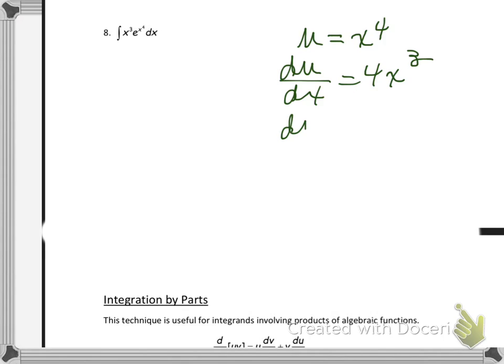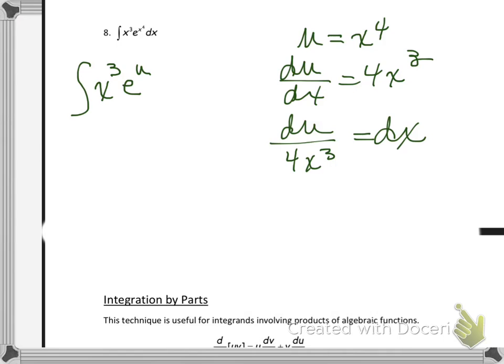Okay, here we have another u substitution. So this looks a little bit easier. So I see that my u is going to be x to the 4th. Therefore, my du dx will be 4x cubed. So du divided by 4x cubed will equal my dx. Okay, do substitutions. So x cubed stays the way it is. e is now e to the u. dx is du over 4x cubed. So you should know what's coming next.